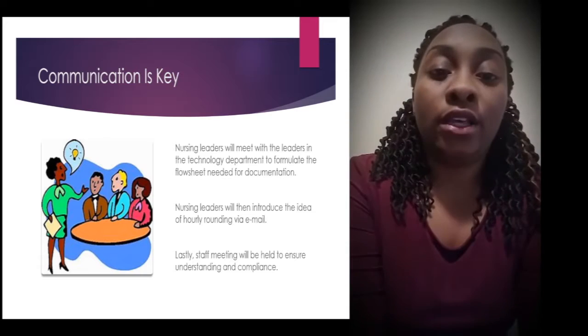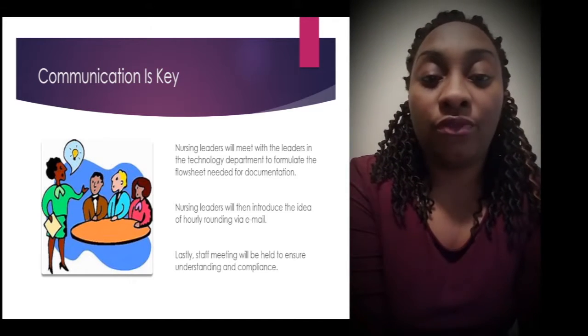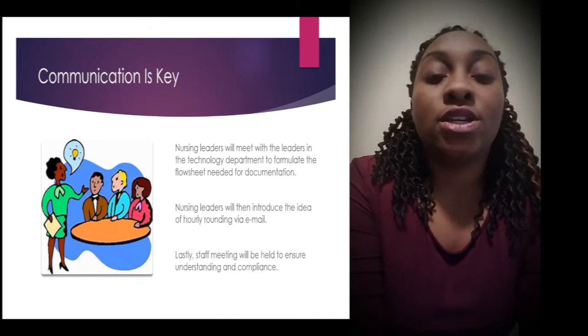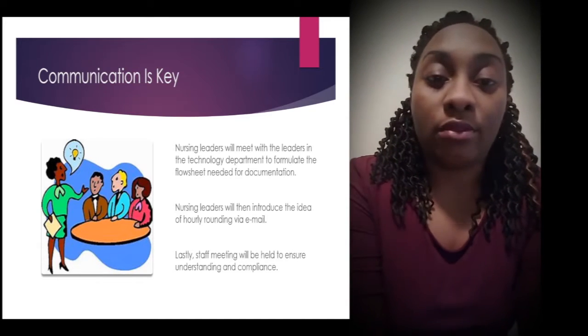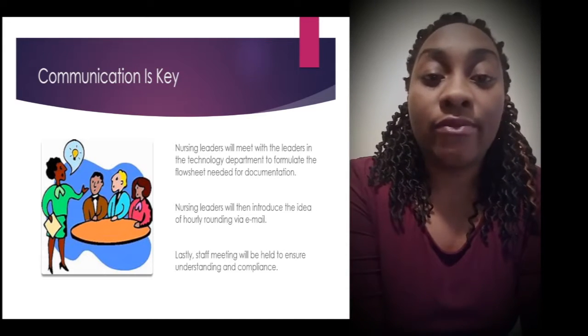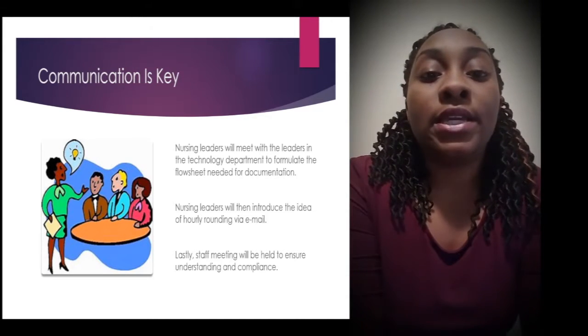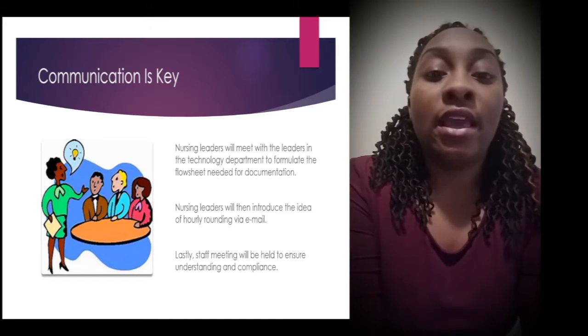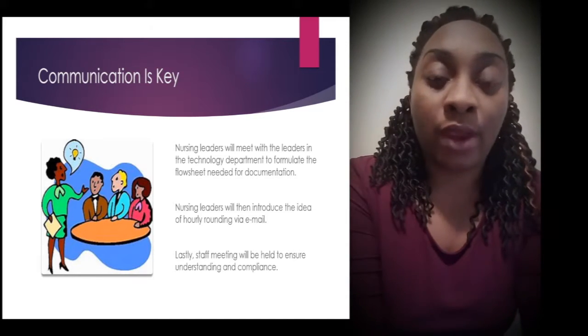The email would include the requirements for documentation as well as the intended date to implement the hourly rounding. Following that email, there would also be a staff meeting where employees can ask questions and gain clarity if needed for the hourly rounding.